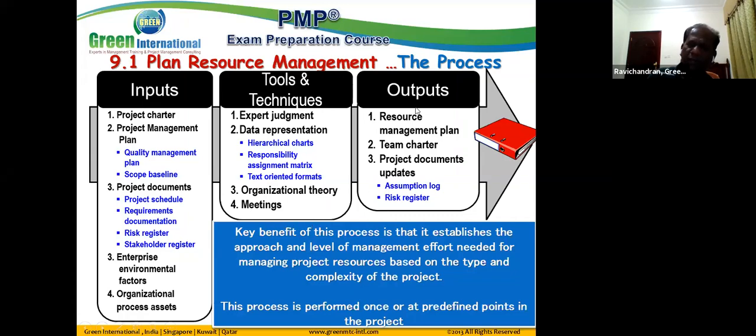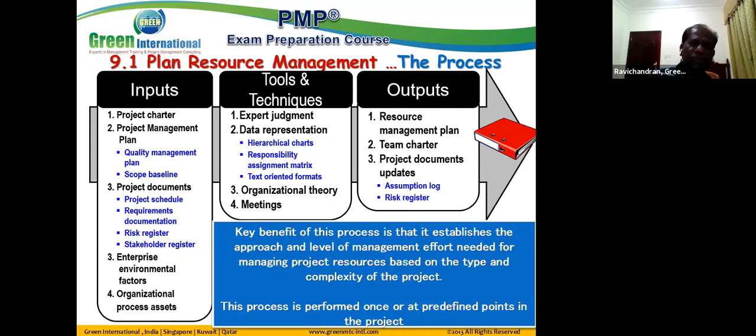So what is the result of this process? The resource management plan, where we describe all the resources we require, what kind of expertise and skills are required, when they are required, when we need to acquire them, when we need to deploy them into the project, what the roles and responsibilities are, and who the resources are.